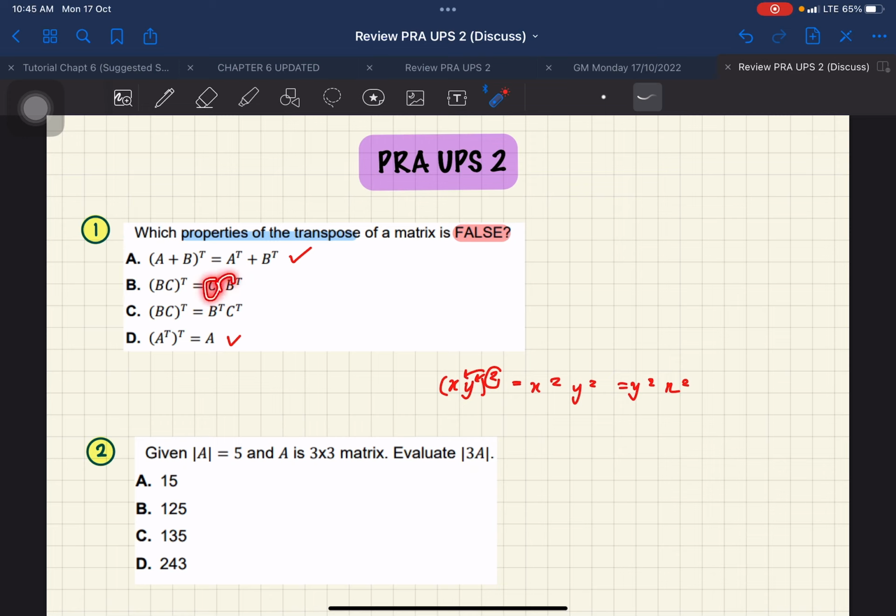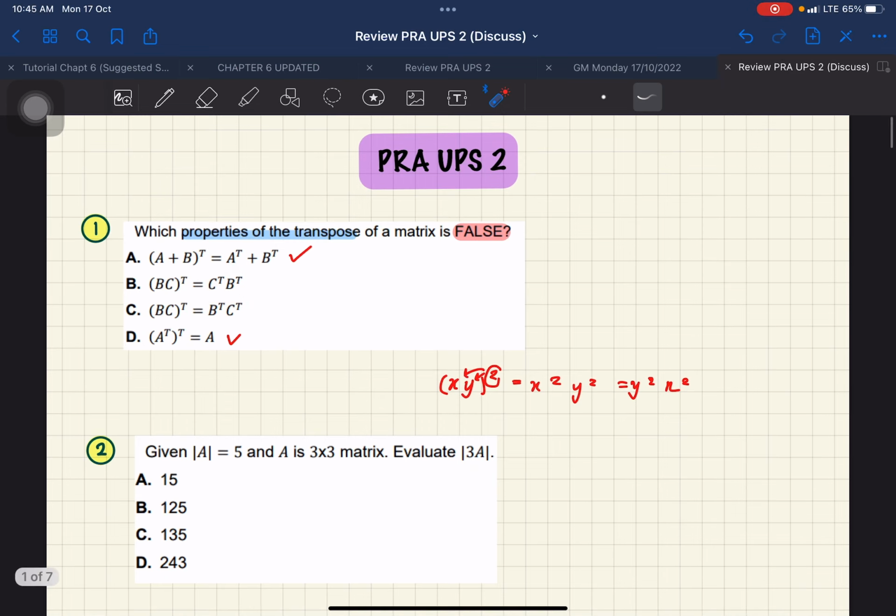This C and this B is not a variable or an unknown untuk awak gunakan properties of index yang ini. Okay, ni salah kalau awak guna. Okay, so dia akan jadi terbalik. So instead of B dekat depan, sekarang C yang dekat depan, and then just put transpose, and then B, and then transpose. So yang C ni salah lah. So our answer is going to be B.